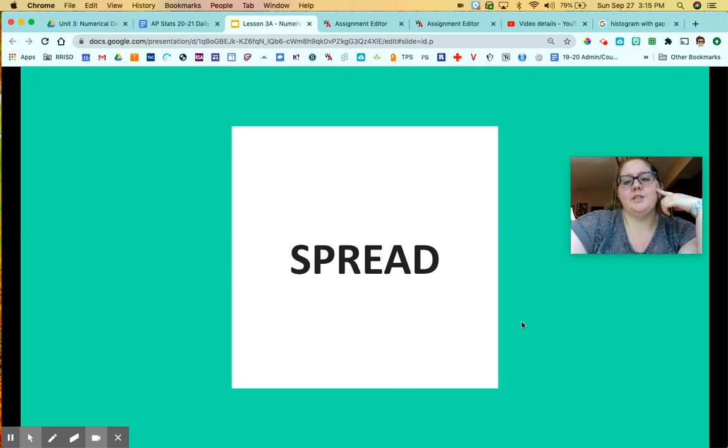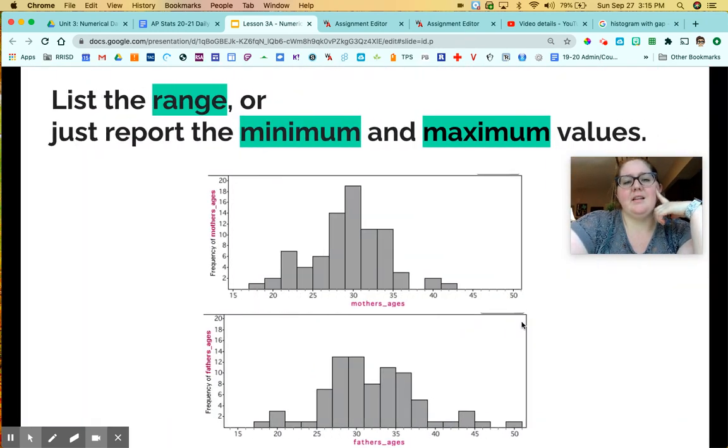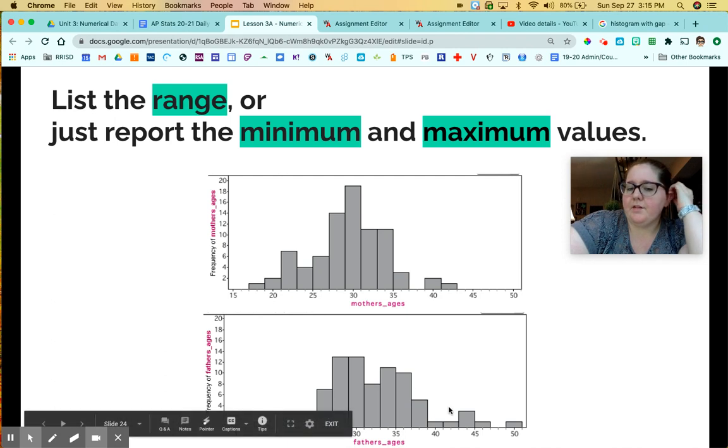Okay, so then we talk about spread. Spread is really easy. Spread is basically either saying the range, like the highest number minus the lowest number, or just reporting the minimum and maximum values. So I can see that for mothers' ages, this is the survey question about how old your mother was when you were born, the ages go from about 17 to 43. Or I could just say the range, where I subtract highest minus lowest. Either one is fine. We're just saying how spread out the data is. Same thing with the fathers' ages.